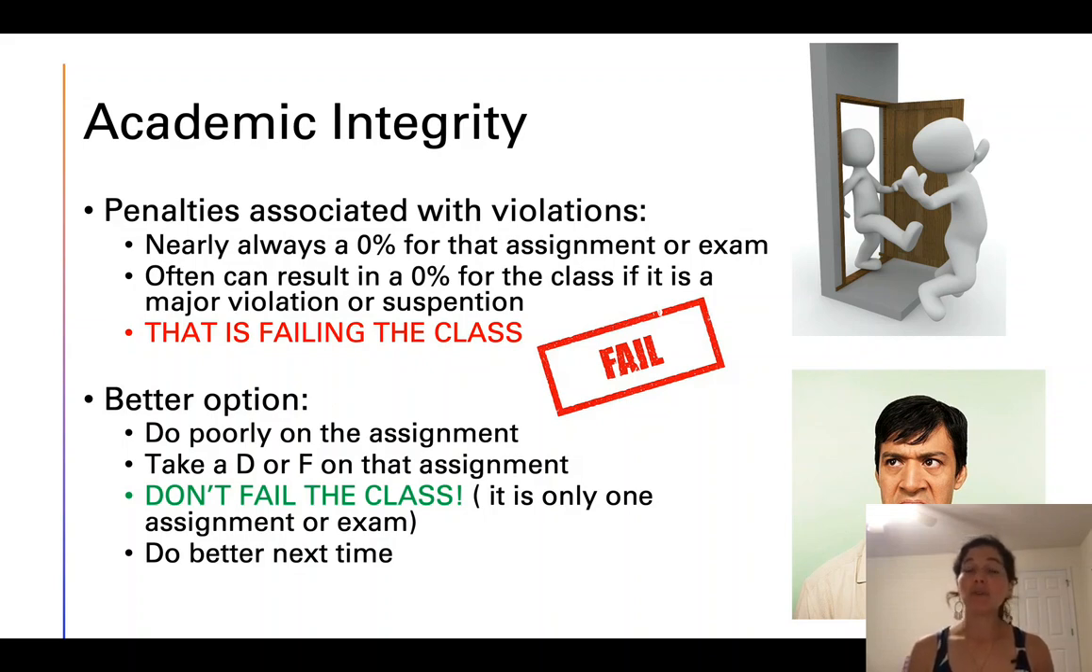Now, if you get backed into a corner and you don't know what to do and you didn't complete your assignment on time, here's the other option, all right? You do poorly on that one assignment and maybe you get like a 30% on that assignment. It's still better than a 0, okay? So maybe you take a D or an F on that assignment. That's okay, it's one assignment. You have all of your other assignments to make up and pad that grade.